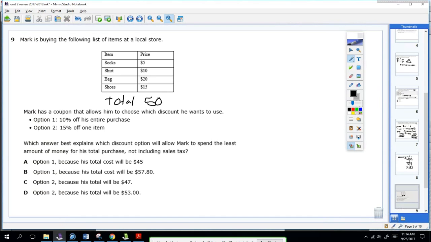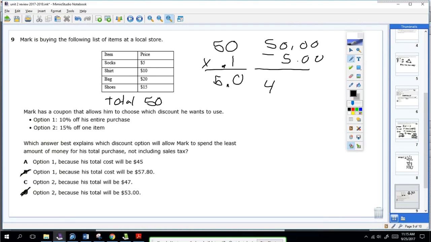Okay, looking at my answer choices, they cannot be greater than $50 because I'm doing a discount. Discount means I'm taking away money. So that means B and D are automatically wrong because my total has to be less than $50. Option 1 is 10% off the entire purchase price. So I take my $50 and multiply by 0.1, and you get $5. That means I save $5. So I subtract 5 from $50, and my entire purchase will be $45. So option 1 will be $45.